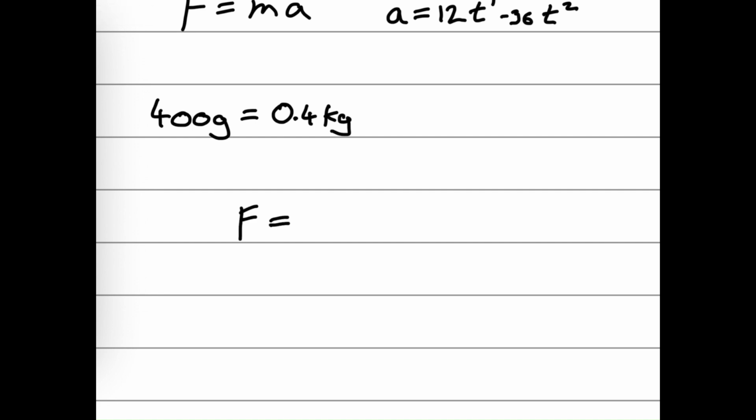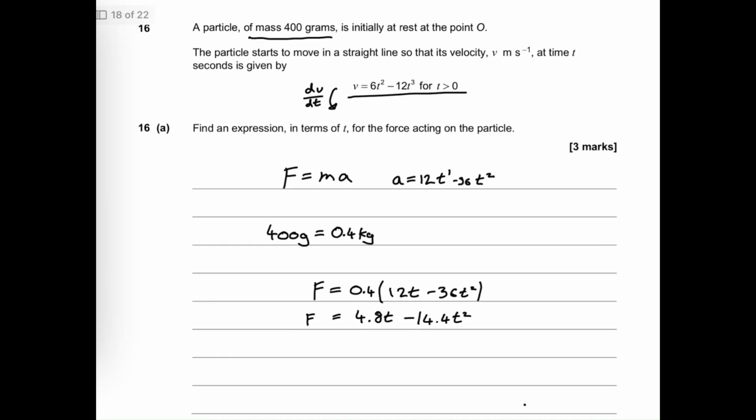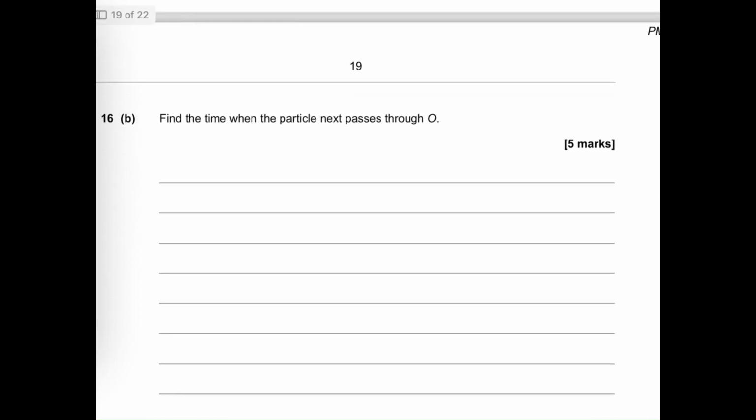So force is equal to 0.4, and in the brackets our acceleration expression. We can multiply that out. 0.4 times 12 is 4.8t. 0.4 times negative 36 is negative 14.4. We've got t squared. So there we have it, force in terms of t. Now we can move on to the next part.